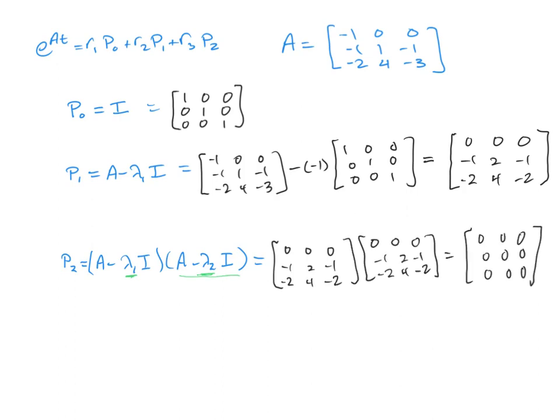So if you now think about the Putzer algorithm, there's no need for us to go through and find the R3 function because the P2 matrix is equal to 0. And therefore, this last term here is going to be 0 regardless of what the value of R3 is. So at this point, we can kind of stop and take note that we have our 3 P's. Next, we'll find our 3 different R's.